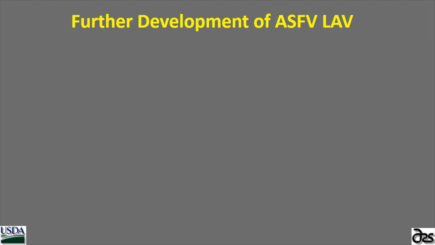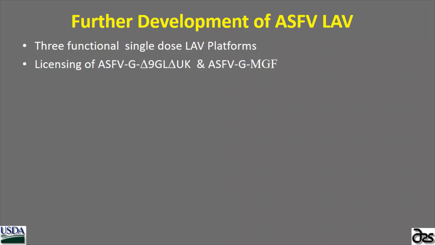So what are we doing now? Well, we have 3 functional single-dose live attenuated vaccine platforms. We have licensed our Delta 9GL, Delta UK, and our Delta MGF platforms. For our I177L, it's still new, so we're seeking a commercial partner if anyone has a few $1 million to spare.